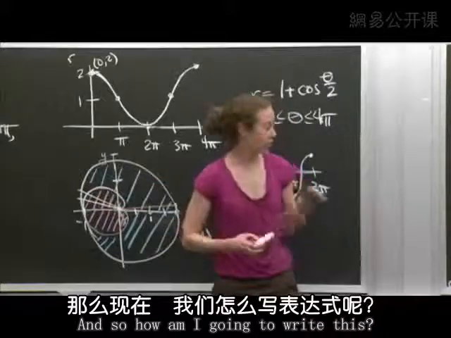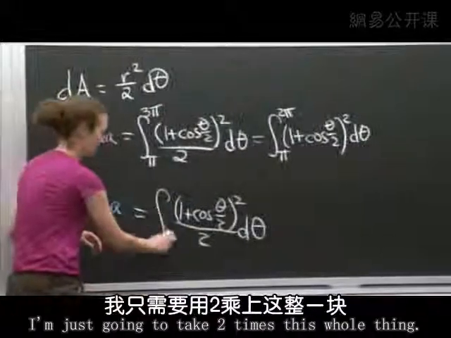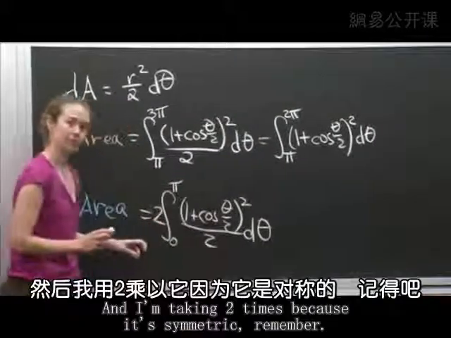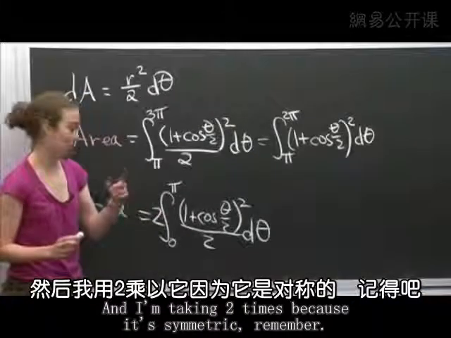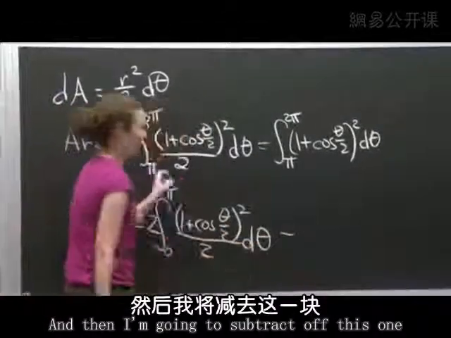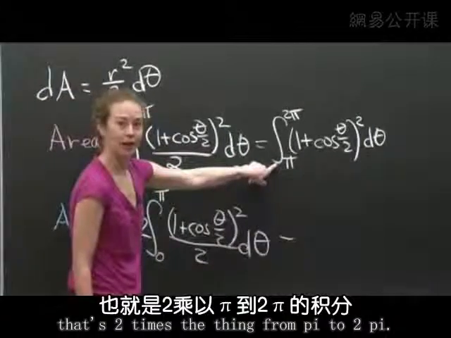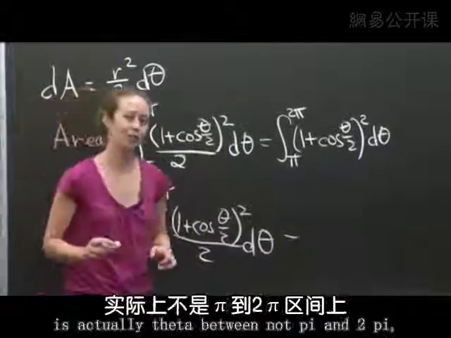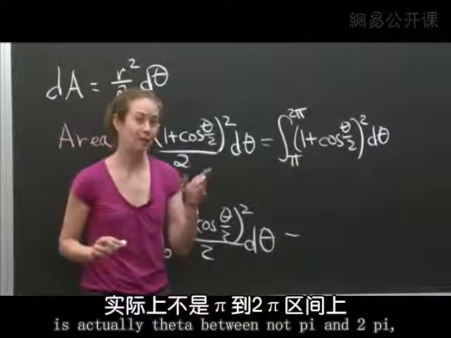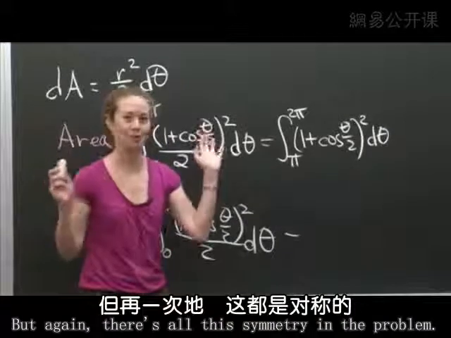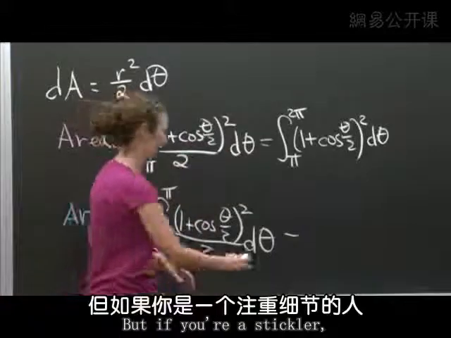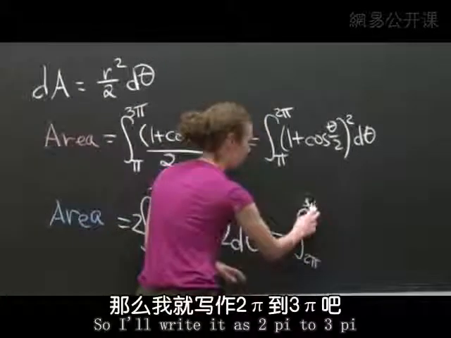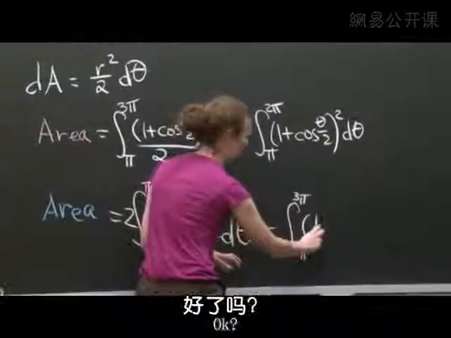And so how I'm going to write this, if we come back over, I'm just going to take 2 times this whole thing, and I know I have to integrate it from 0 to pi. And I'm taking 2 times because it's symmetric, remember. And then I'm going to subtract off this one that's 2 times the thing from pi to 2 pi. Now you might say, well, Christine, the pink stuff I'm interested in between 0 and pi is actually theta between not pi and 2 pi, but 2 pi and 3 pi. But again, there's all this symmetry in the problem, so it doesn't really matter. But if you're a stickler, I'll write it as 2 pi to 3 pi so that everyone's very happy.